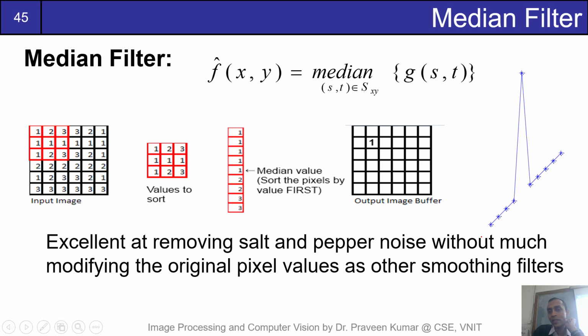So on this example, let us say you have this ramp image, a 1D signal, with values 1, 2, 3, 4, and at the fifth location you have some arbitrary high value, let us say 20, 25, and then you have 6, 7, 8, 9, and 10. If you do a 1D median filtering operation on this location, what will be the output?